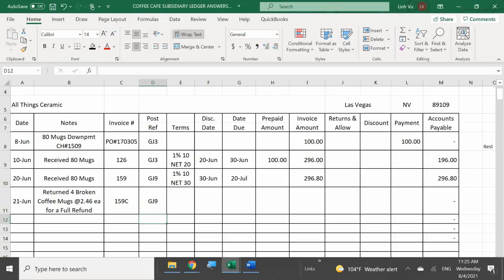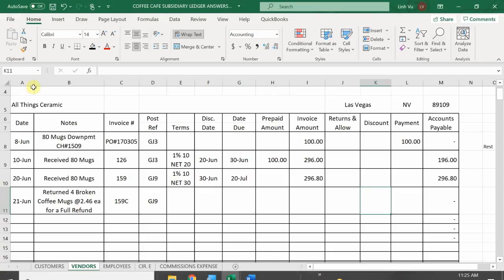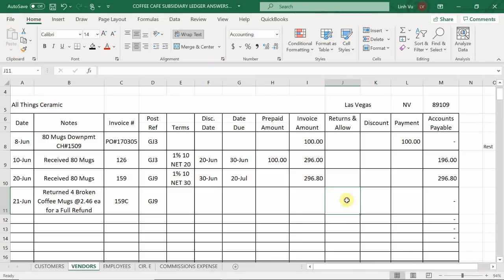General Journal number 9. Okay? No terms or anything here because this is attached to the previous bill, which is 159. So in this case, a return doesn't give you any extra terms or any discounts. Now, instead of entering any other information here, we only have one section to enter it in, and that's under the returns and allowances column.